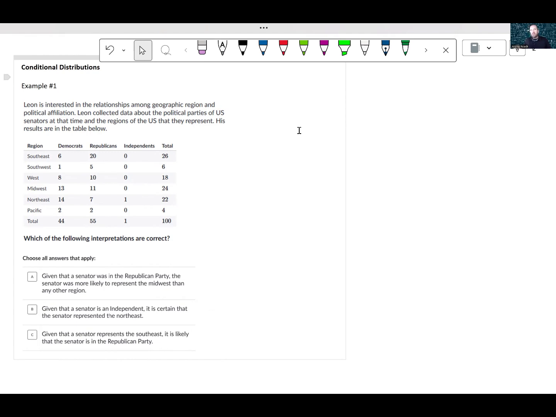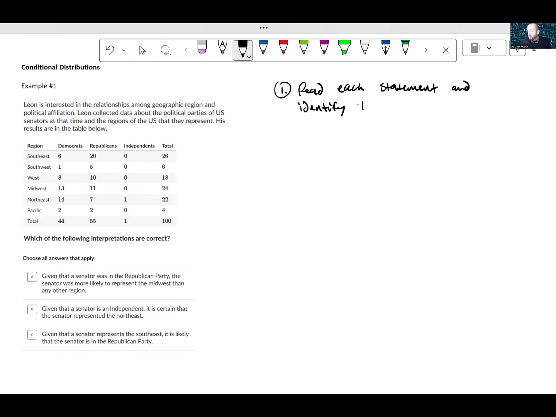So for each of these statements, we're going to read the statement carefully, identify the condition, and identify what the statement is claiming. So that's our first step. I'm just going to write our first step is just read each statement and identify the condition. Okay. So let's look at letter A.